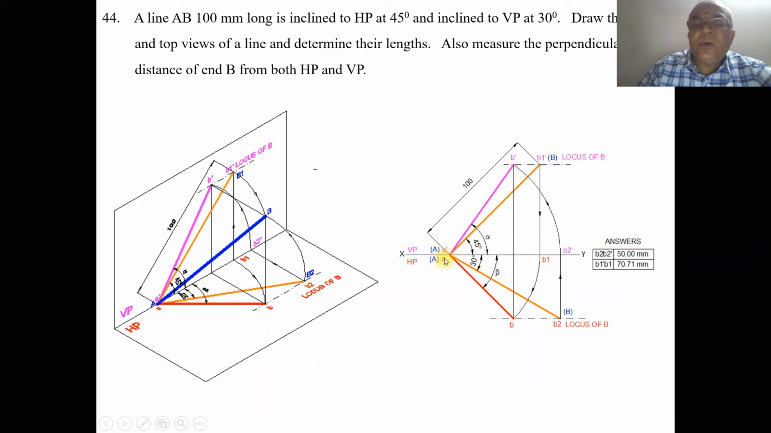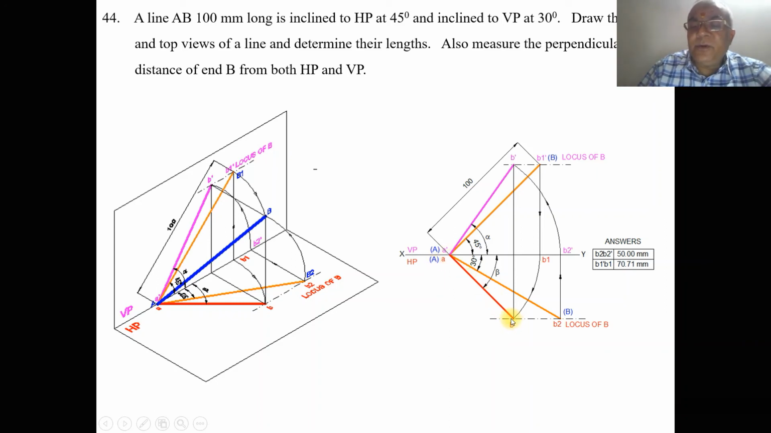A is on VP, so B1 should also be on VP. Then only the line will be parallel to the XY line. So from B1 dash you draw a vertical projector such that it touches the XY line. Therefore AB1 is parallel to XY in the top view. But due to the presence of the locus of B in the top view, with A as center and radius AB1, draw an arc with the compass such that it cuts the locus of B in the top view, and mark this point as B. Then join A to B with a dark line.